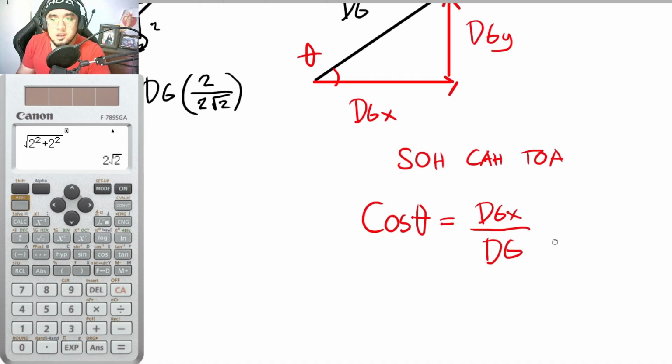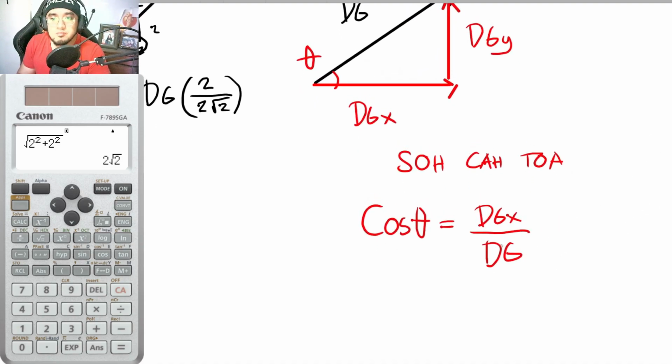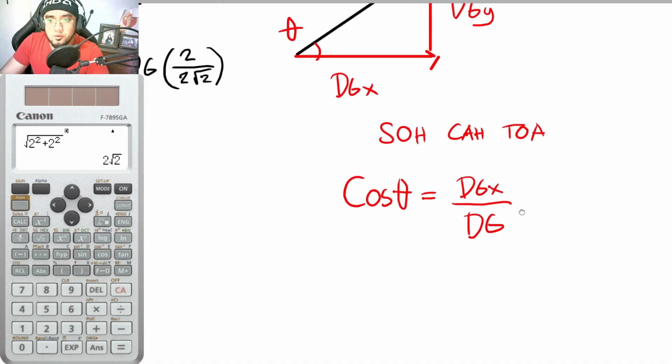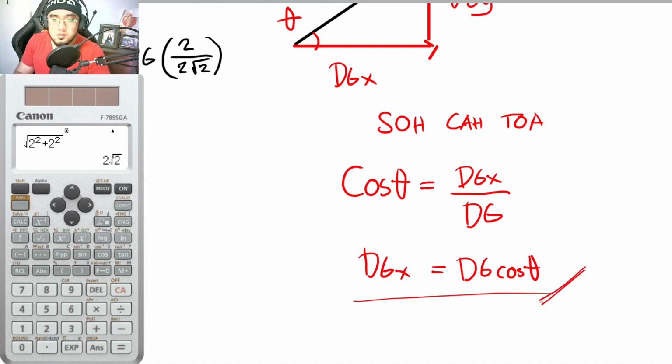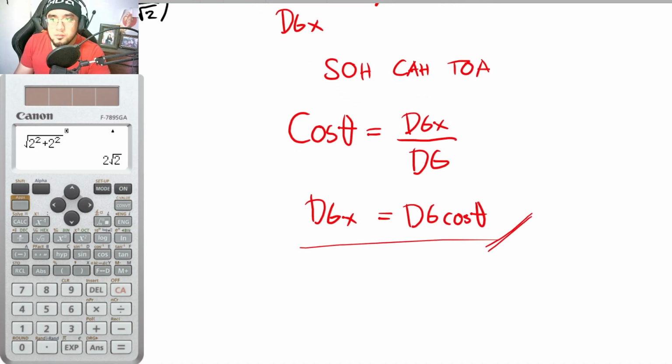So DG is now our hypotenuse. Okay, so with that, in order for you to solve for DGX, cross multiplying would give you an equation of DG cosine theta. So there. But what about the angle theta?